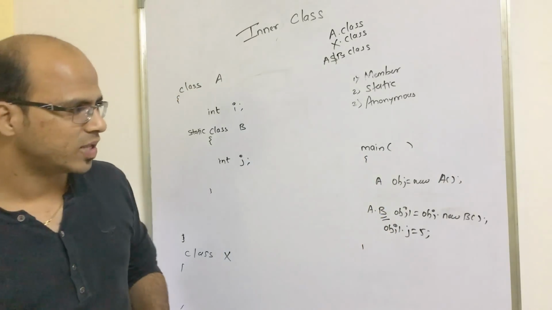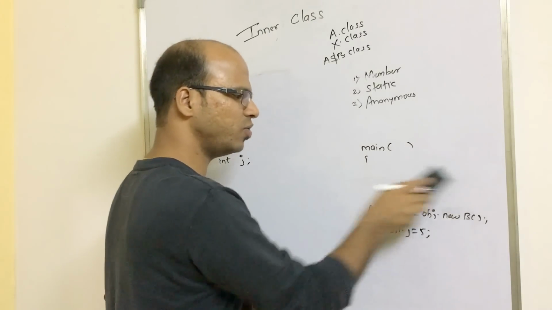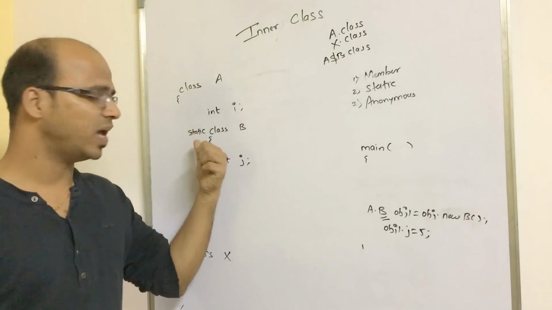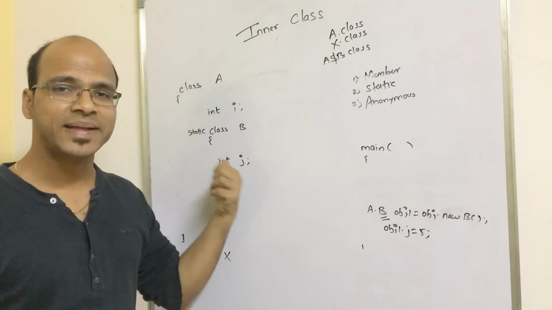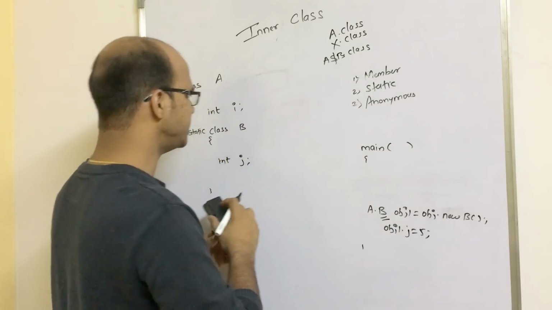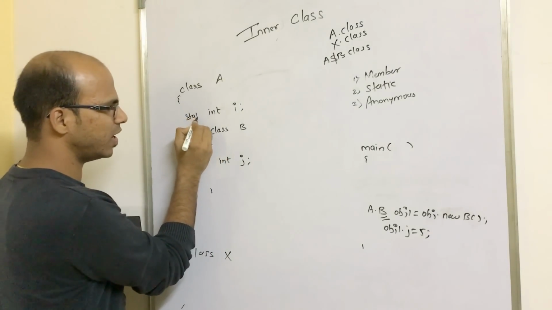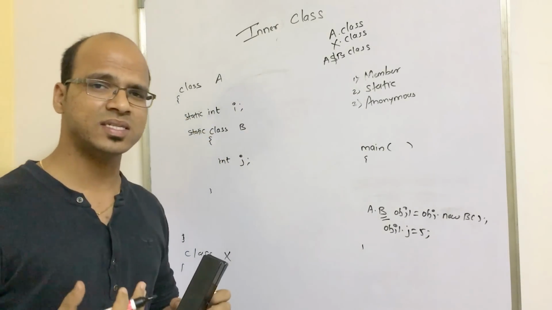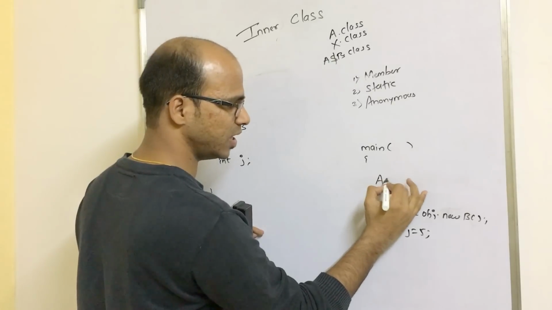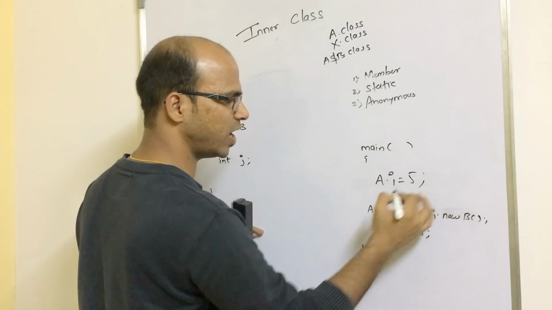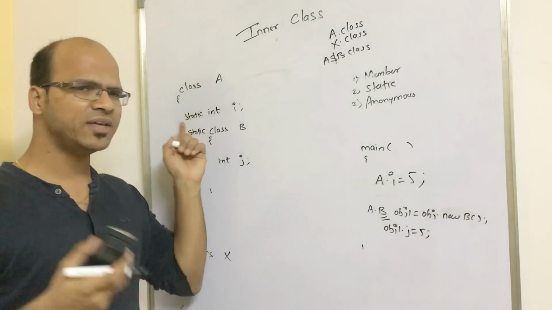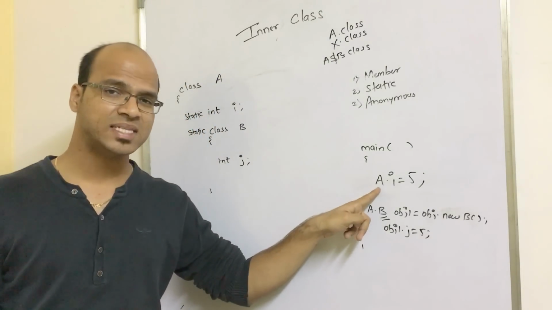Now how to do that? Let's say I don't have an object of A. I don't require an object of A now because we have a member which is static. Let's imagine I make this variable static. Now how to access this I? We can simply say A dot I equal to 5, right? It's because it is a static variable. You can access a static variable with the help of the class name.